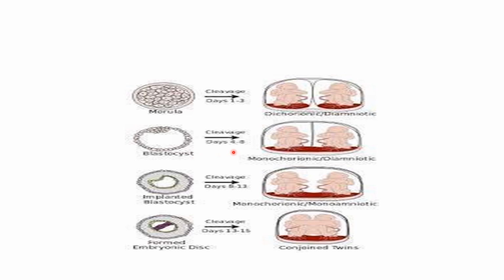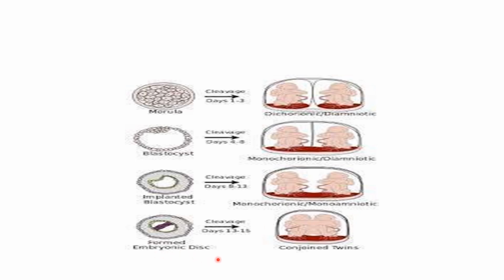So when the division occurs from 4 to 8 days, we'll have a monochorionic, meaning they share the same placenta, and a diamniotic, meaning they have two different gestational sacs. You can see here, and we say this is the most common. Later, when you have the implanted blastocyst, that is day 8 to day 13, when the chorion and the amnion have already formed, you will have a monochorionic and a monoamniotic, where you have one placenta and one amniotic sac.